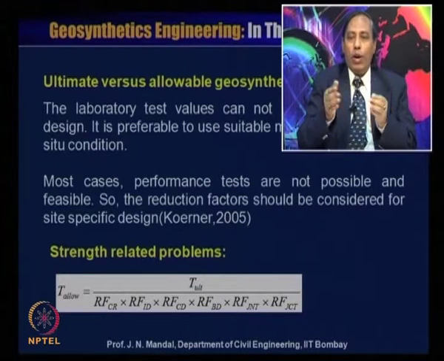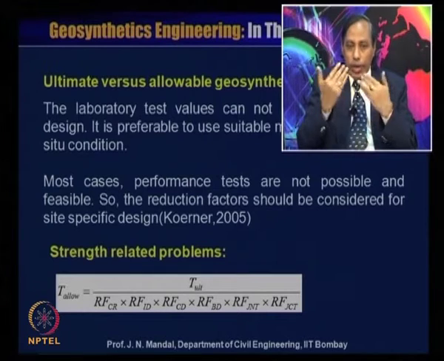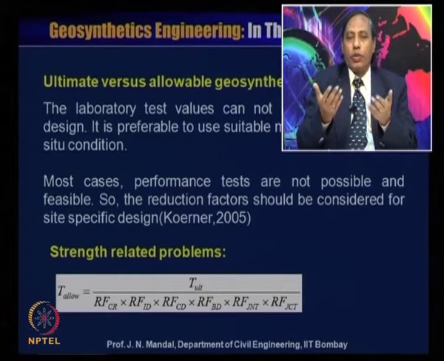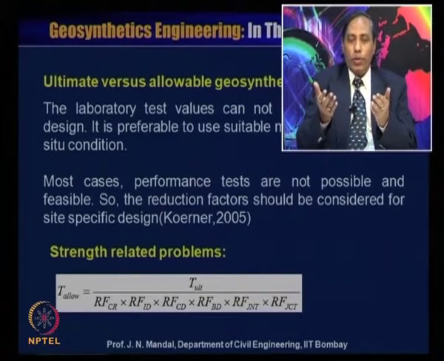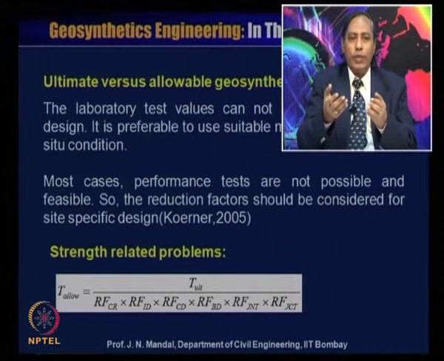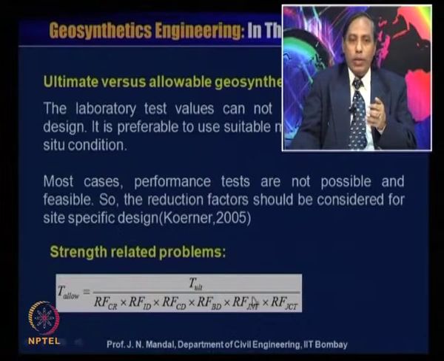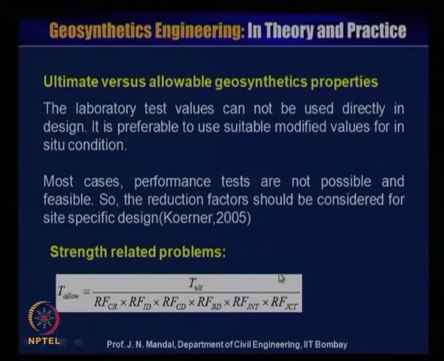So far, whatever tests we have performed are related to the strength problem and also the flow related problem. I will show a few slides on the strength related problem, how we can calculate the allowable value. T allowable will be equal to T ultimate divided by all these reduction factors: RFCR, RFID, RFCD, RFBD, RFJNT, RFJC. These factors have to be considered for the design.